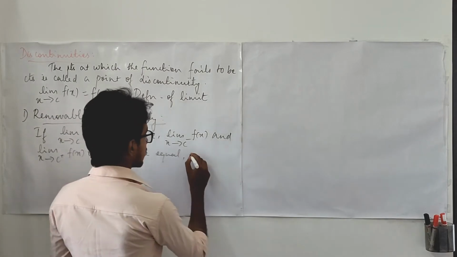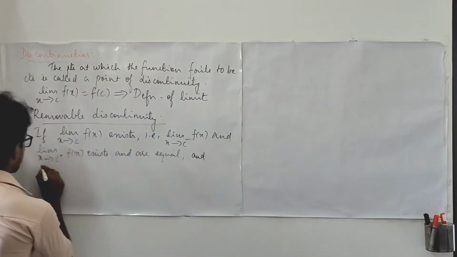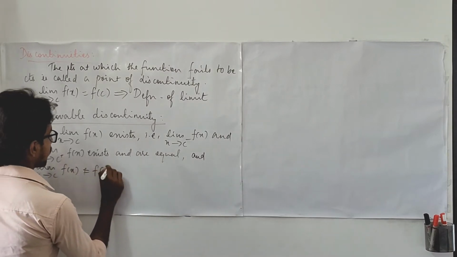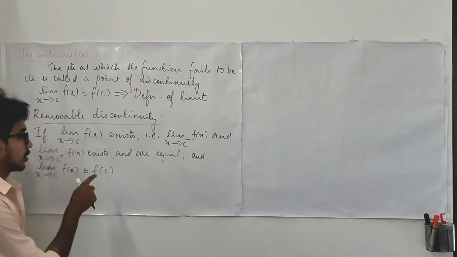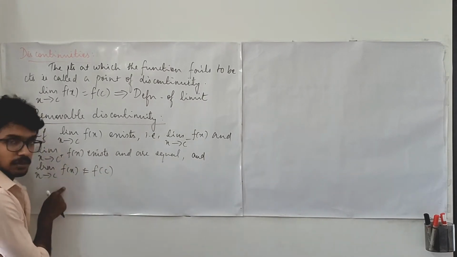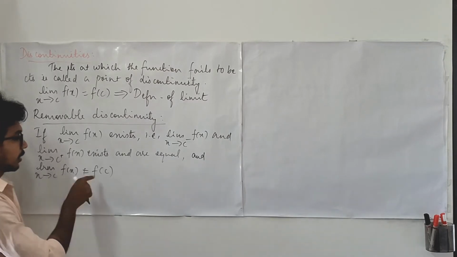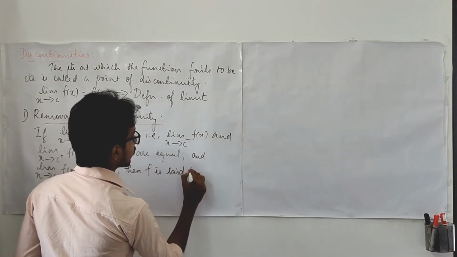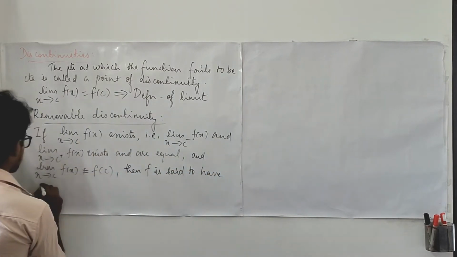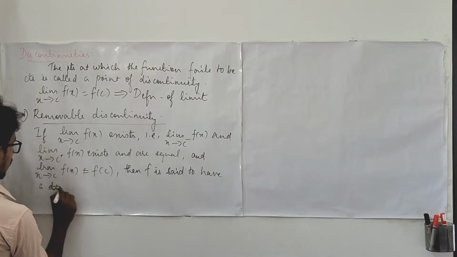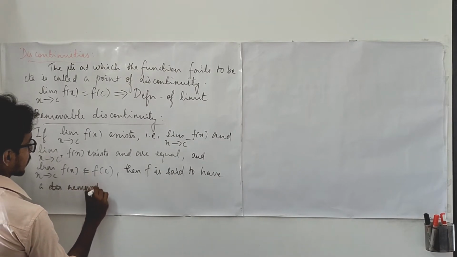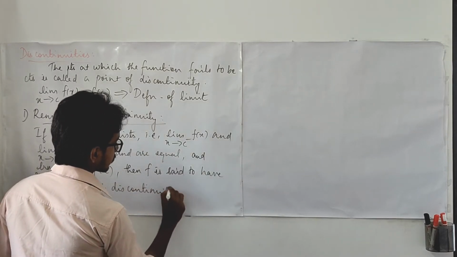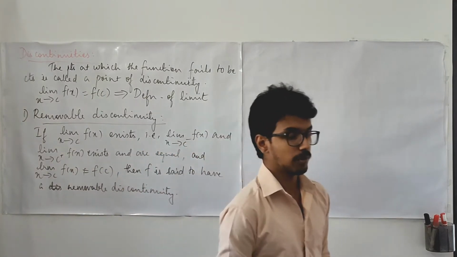If this exists and the limit as x approaches c of f of x is not the same as f of c, that is, the function value at the point is different from the limit of the function at that point, then f is said to have a discontinuity, a removable discontinuity. So this is what we mean by removable discontinuity.